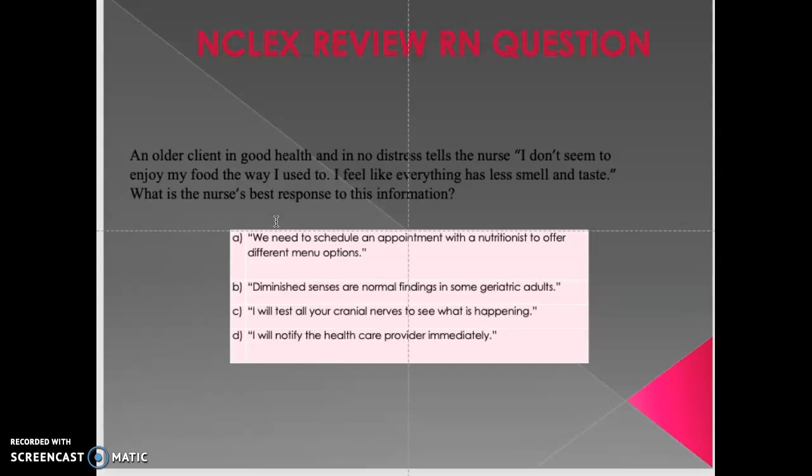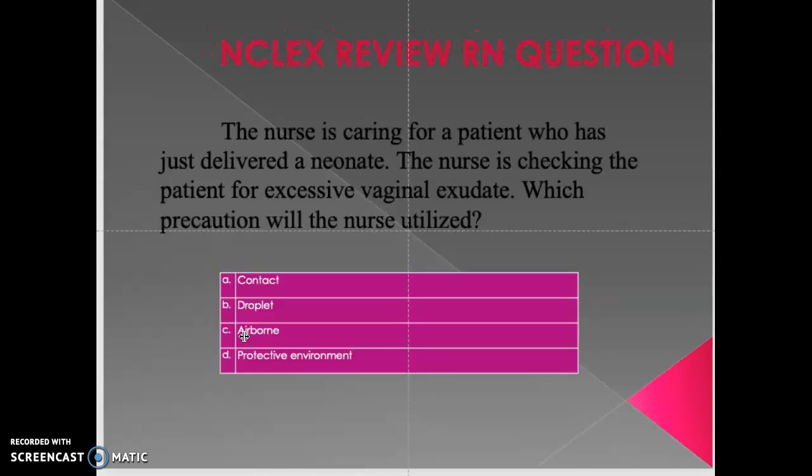Have another NCLEX style question here. An older client in good health and in no distress tells the nurse, I don't seem to enjoy my food the way I used to. I feel like everything has less smell and taste. How would the nurse best respond to this information? The correct answer: diminished senses are normal findings in some geriatric adults.